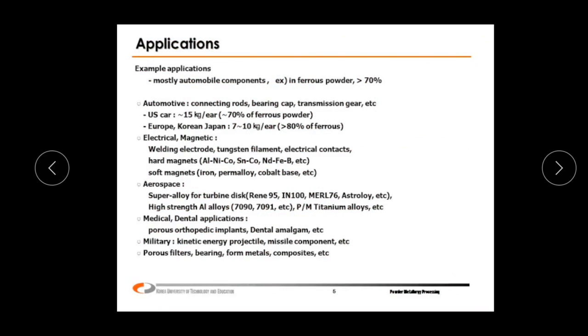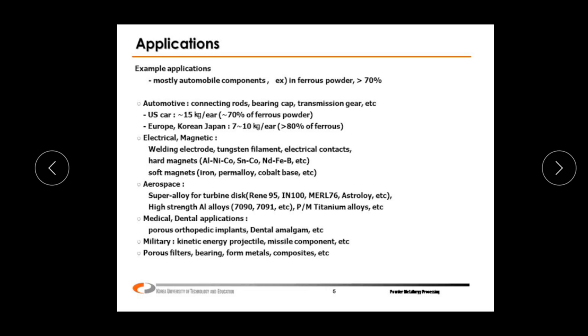Let us discuss the applications of PM products with examples. Mostly automobile components: for example, ferrous powders, which are more than 70%, can be used for automobile applications, and automotive components such as connecting rods, bearing caps, transmission gears, etc. In the US, more than 70% of the powders used to produce PM components are ferrous powders.